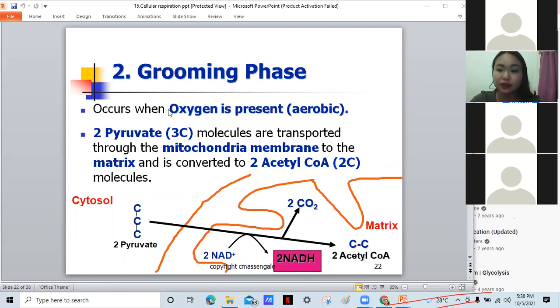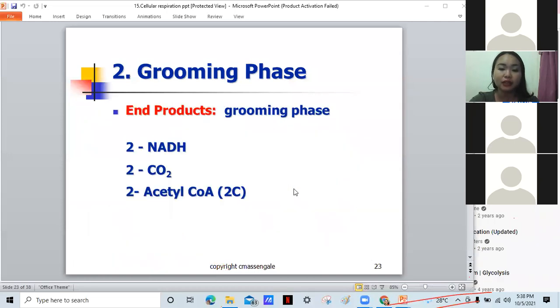So that is for glycolysis. In the grooming phase now, this occurs with the presence of oxygen, the aerobic. So the end product, 2 pyruvate from glycolysis, is transported into the mitochondria from the cytosol, since glycolysis occurs in the cytosol. In the matrix, pyruvate is converted to 2 acetyl coenzyme A. So the end product during the grooming phase is 2 NADH, 2 carbon dioxide, and 2 acetyl coenzyme A.